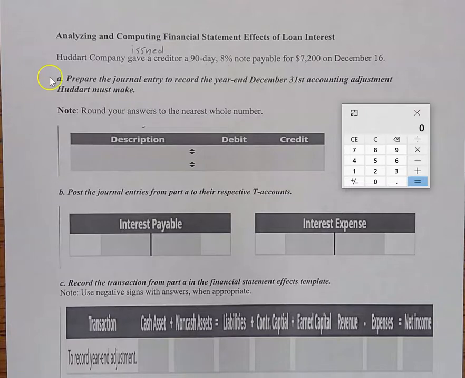All right, let's take a look at a brief exercise on loan interest. We've got a company here, Huddart, who has issued a 90-day 8% note payable. Very important that we understand the way that's originally worded, it says that they gave a creditor a 90-day, 8% note payable for $7,200. What does this mean? It means they got $7,200 and they're going to pay some interest on it.